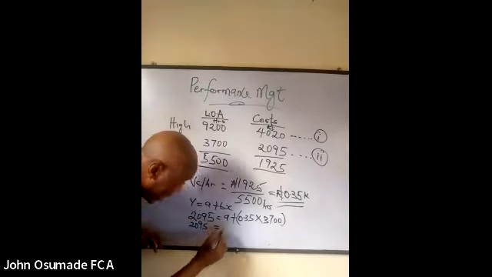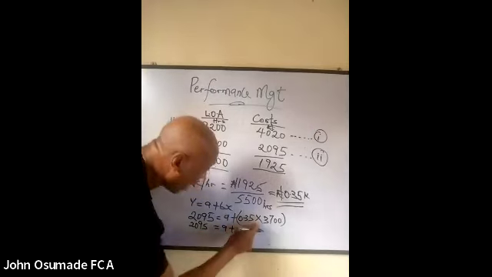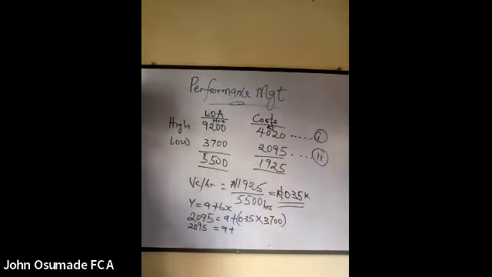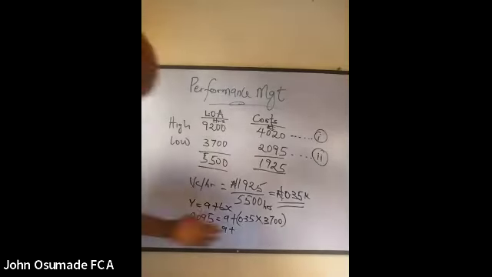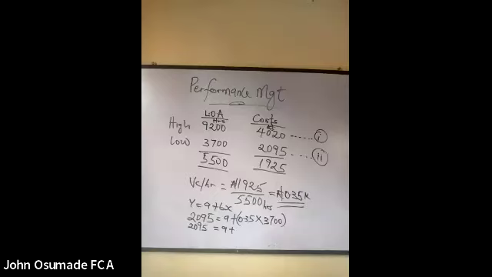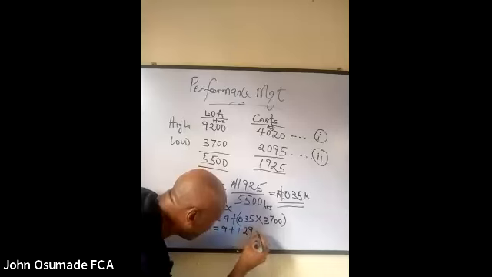2,095 equals A plus, what's the figure here? 0.35 times 3,700 is 1,295.